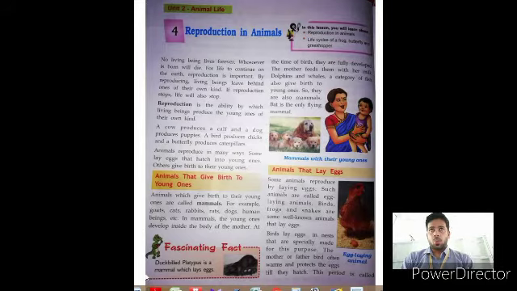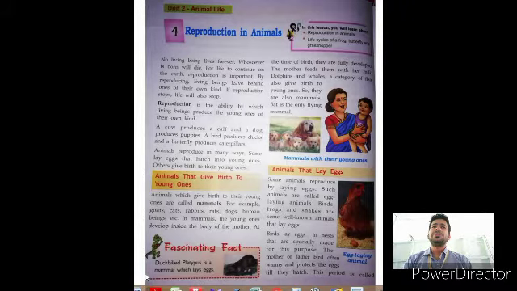Today in our class, we will study chapter 4, reproduction in animals. In this chapter, the first thing we need to know is what reproduction is. Reproduction is the ability by which a living being produces young ones of its own kind. For example, a cow produces a calf, a dog produces puppies, a bird produces chicks, and a butterfly produces a caterpillar. You have seen all these things around our surroundings many times.